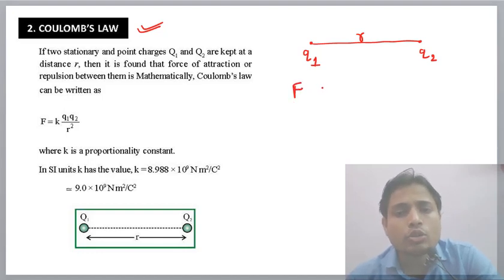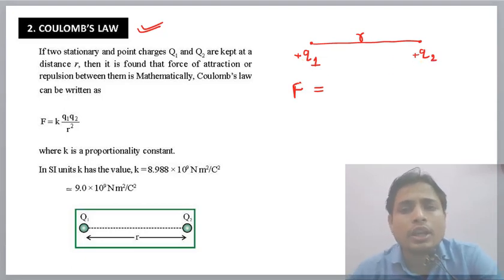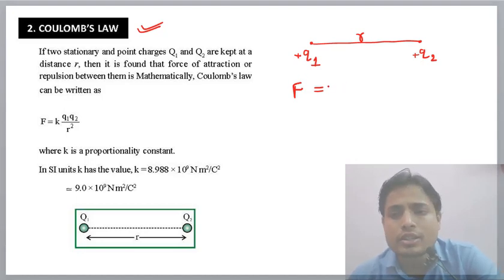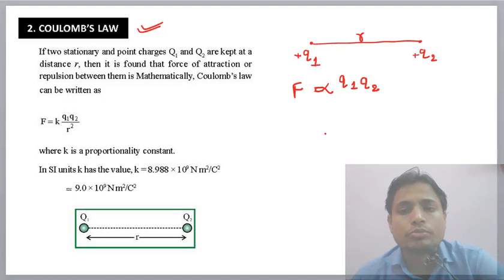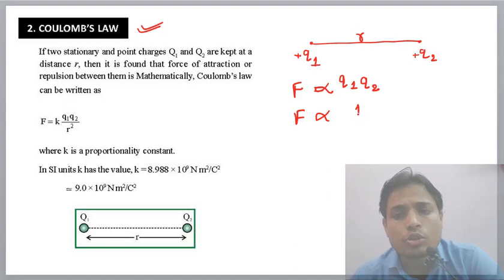Then according to Coulomb, the force of attraction or repulsion is based on the nature of the charge. If Q1 is positive and Q2 is also positive, then it will be repulsion. If Q1 is positive and Q2 is negative, then it will be attraction. Simply, the force acting between the two charges is F, and it is directly proportional to the product of charges Q1 and Q2 according to Coulomb. And this force is also inversely proportional to the square of the distance.